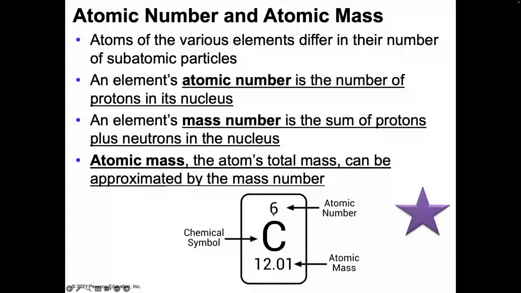An element's mass number is the sum of protons plus the neutrons in the nucleus. So down here, the atomic mass, which is the atom's total mass, you can calculate by adding the neutrons and the protons together. Carbon has 6 protons, and because the atomic mass is 12, that means it also has 6 neutrons. And this in the middle is the chemical symbol for that element.